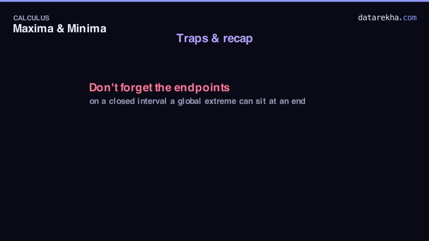Trap 1. And it's the deadliest. Forgetting the endpoints. On a closed interval, the global maximum or minimum can live right at an end. Remember, our fence graph peaked at x equals 3, an endpoint, not a critical point. Always evaluate A and B too.